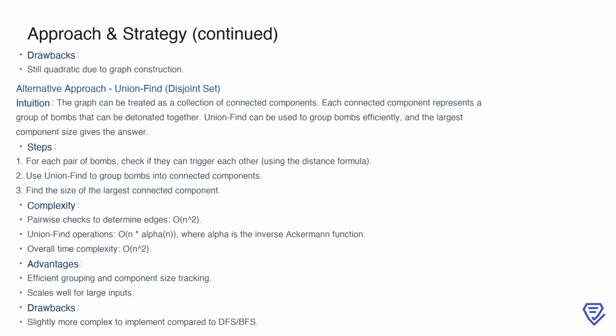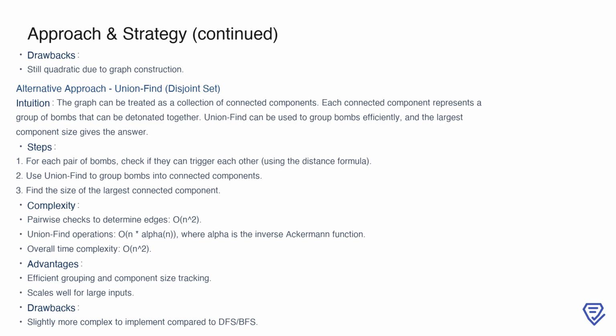An alternative to DFS or BFS is the union find approach, which uses the concept of connected components. Here, we treat the graph as a collection of these components, where each component represents a group of bombs that can trigger one another. Using union find, we can efficiently group bombs by checking pairwise interactions and uniting those that fall within each other's blast radius. Once we've grouped all bombs, the size of the largest connected component tells us the maximum number of bombs that can be detonated. While this method is efficient and scales well, it involves additional complexity in implementation, particularly in managing and updating the disjoint set structure.